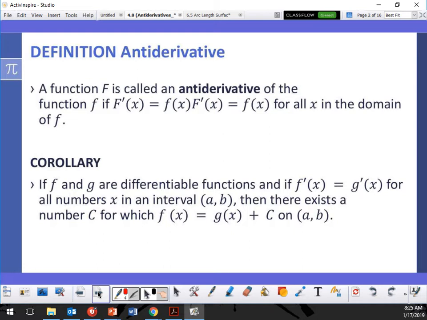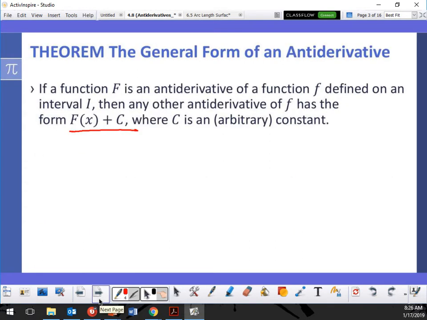Think about it. If you take the derivative of 5, you get 0, right? So if there's nothing there and we take the antiderivative of that, I need to somehow come up with 5. But there is nothing there showing that there was anything. So we account for that when we take the antiderivative by saying there is a c there. There was some constant that was there. Function F, antiderivative, function defined on interval I. Any other antiderivative has the form capital F of x plus c, where c is an arbitrary constant.